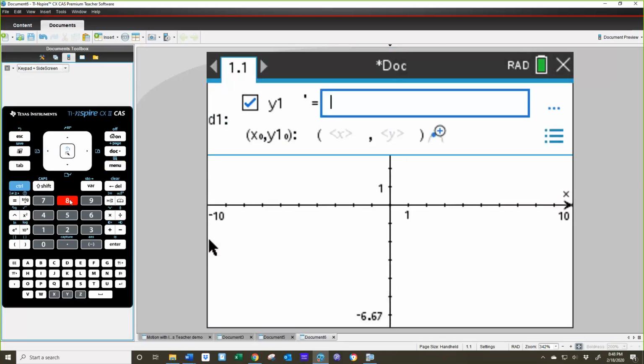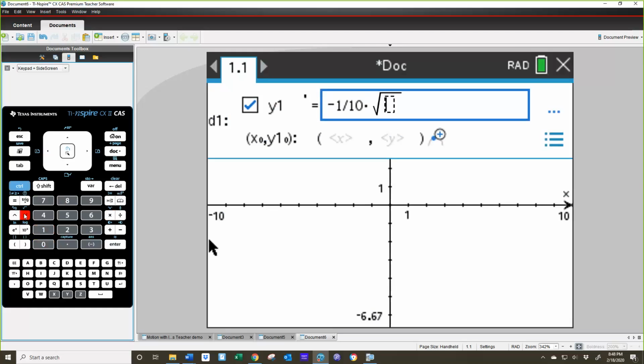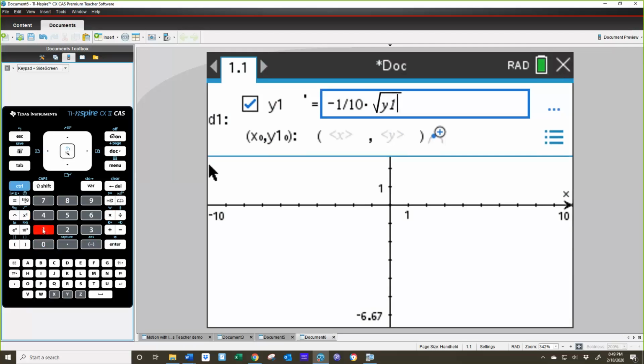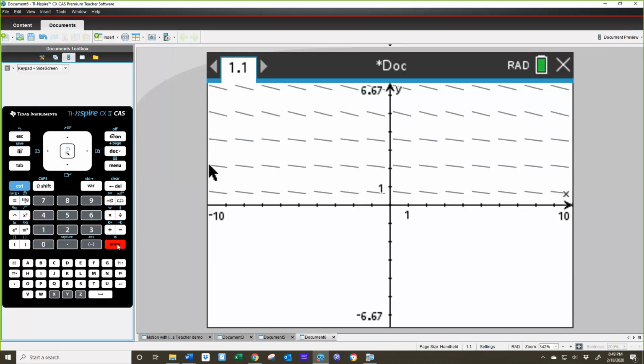And I need to input my differential equation, which is the negative 1/10, and it's the square root, so I'm going to multiply by the square root of my y, but since my prompt is y1 prime, I have to enter y as y1, and if you forget to do this, you won't see a graph. So I'm going to press enter, and I see that my slope field, actually this makes sense that I should only have positive y values.